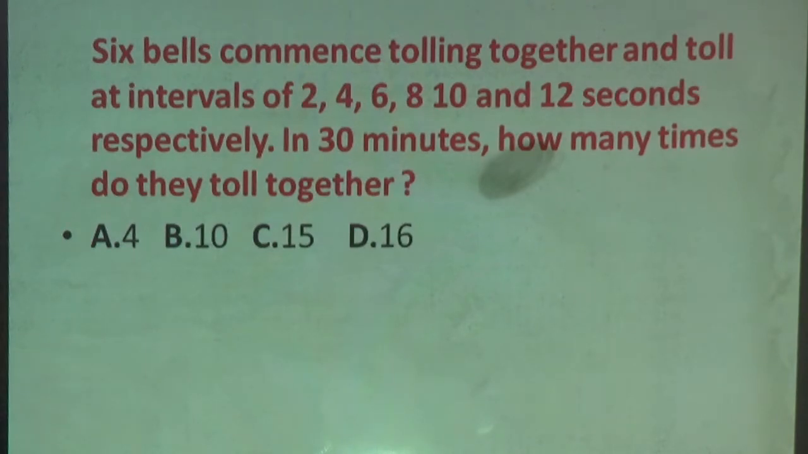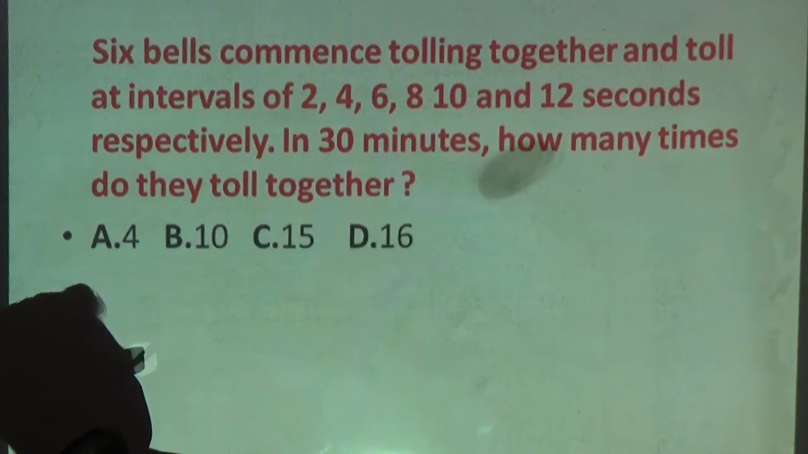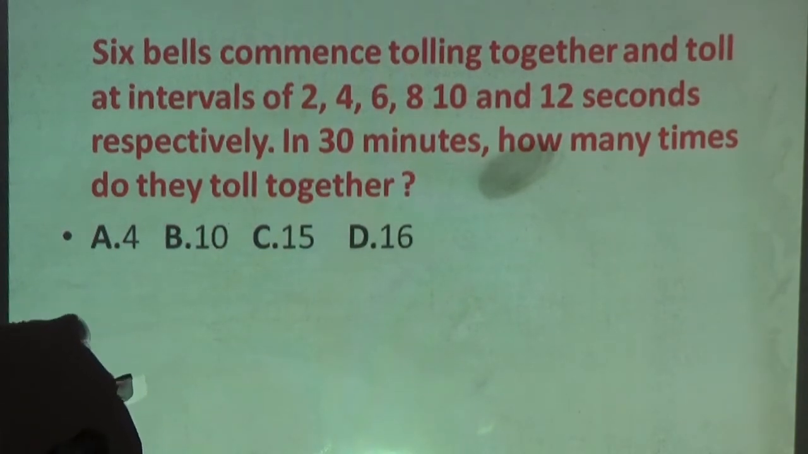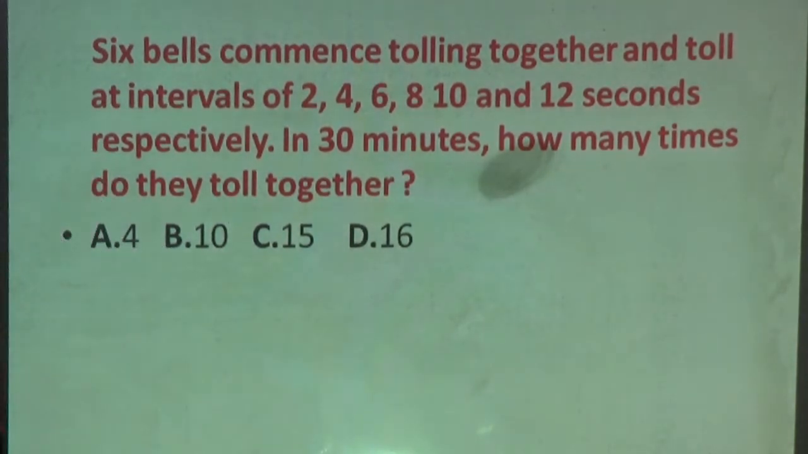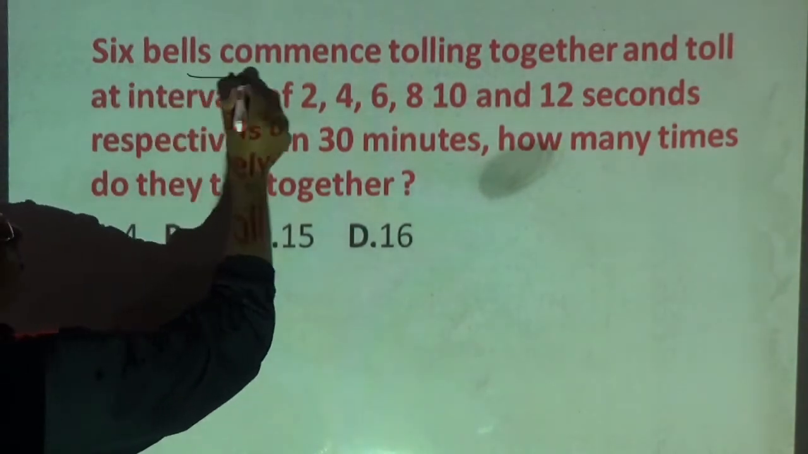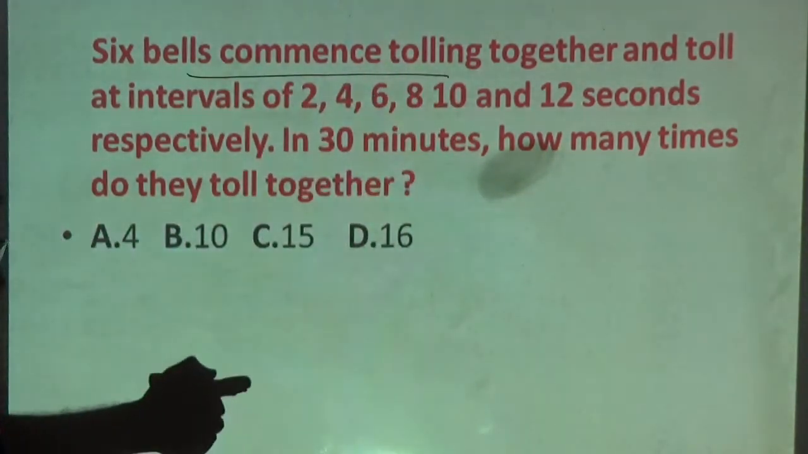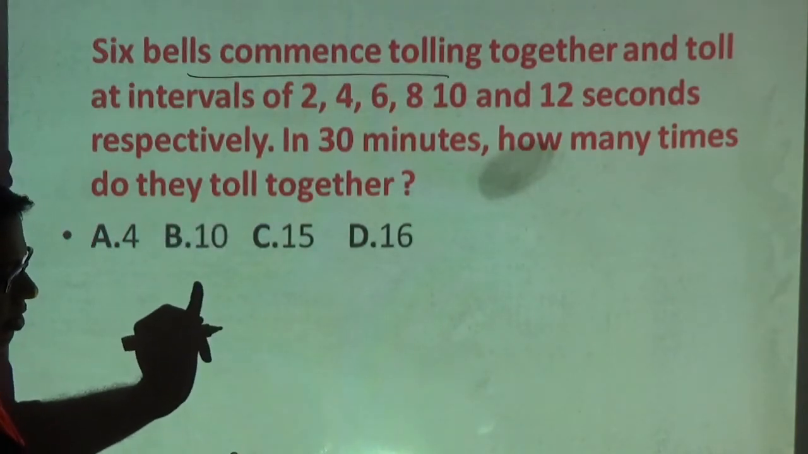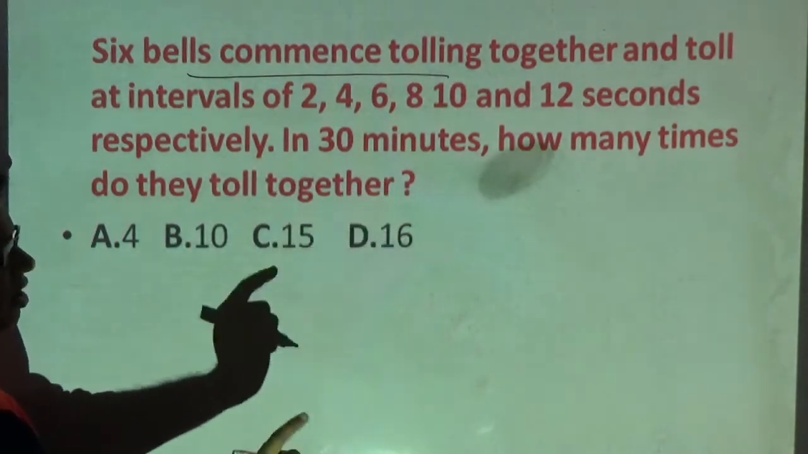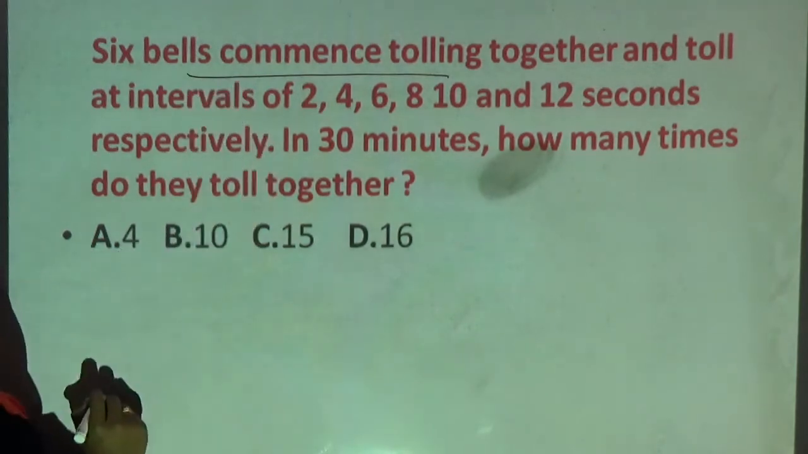Now please observe here. Six bells commence tolling together. Okay, so commence tolling together. That means at the time of my observation, they are already tolling. See, commence tolling means there are 6 bells. When I observe the 6 bells, they are already tolling. That is the meaning of that.